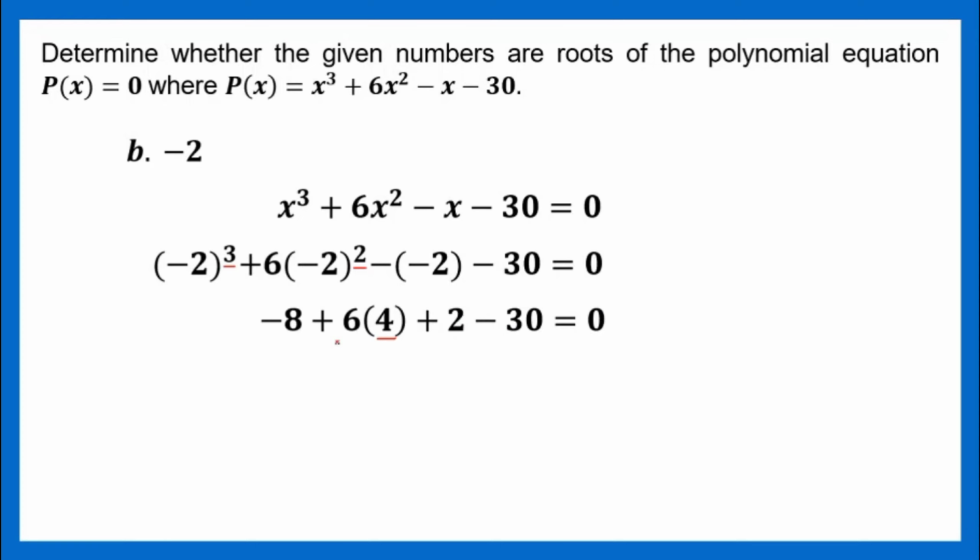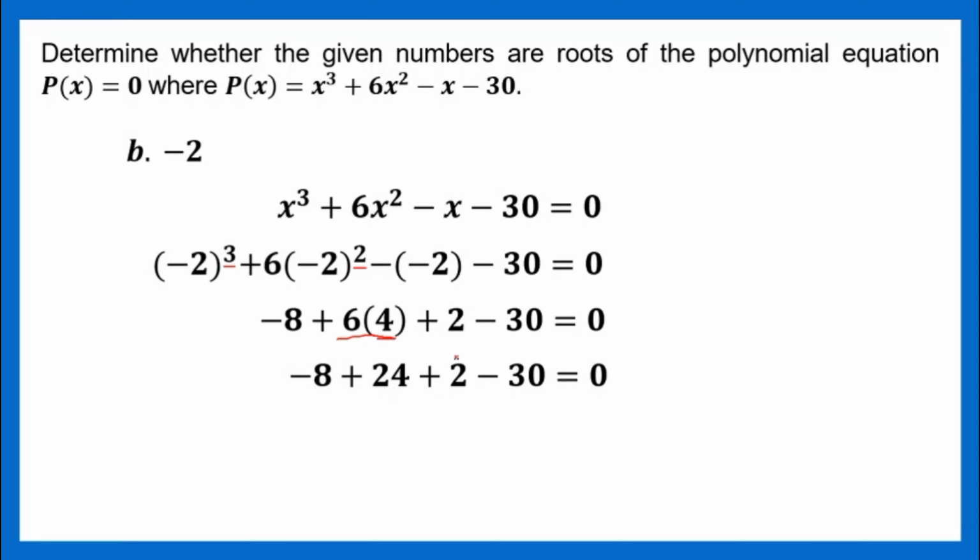Then, of course, yung nakamultiply muna, 6 times 4, isolve natin. So, magiging siyang negative 8 plus 24 plus 2 minus 30 is equal to 0. The rest, kinopya. Ito lang ang binago. Tapos, solve natin from left to right, since negative and positive na naman, or minus and plus naman ang nandito. Negative 8 plus 24, that's 16.